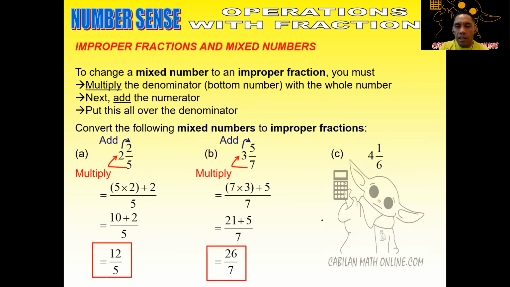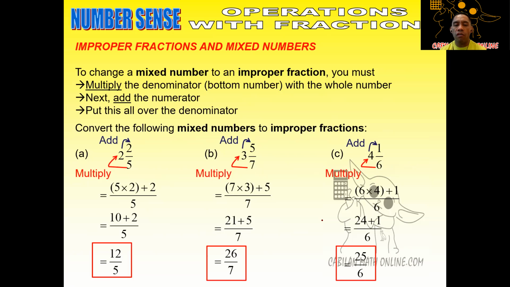And last but not least here, we're going to take that 6, multiply it by the 4, and then after that, add 1 to that. So notice what we have here is 6 times 4, which gives me 24. We do that first, and then we add 1 to it, and that gives me 25. So the resulting final answer for that will be 25 over 6.